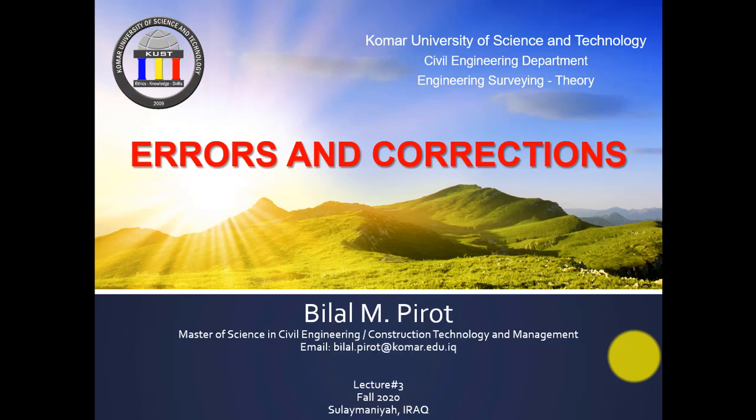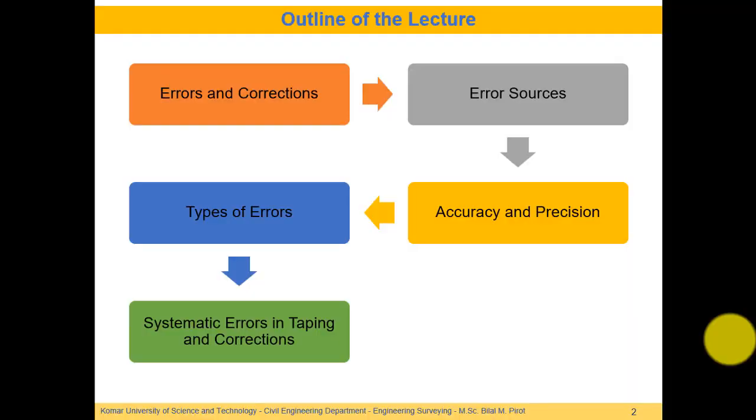We may have some mistakes, we may have some errors, and we have to find the sources of errors and mistakes, then we can take corrections. The outline of the lecture is like this. We will talk about errors and corrections, and then the sources of errors, and after that we will talk about accuracy and precision. That is very important, and they are two important terms in errors and corrections. And we have some types of errors, and then we will talk about systematic errors in taping and corrections.